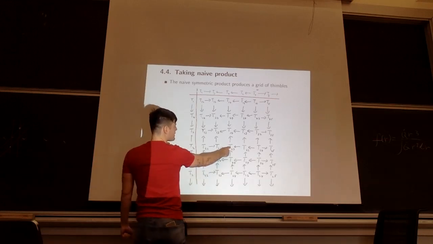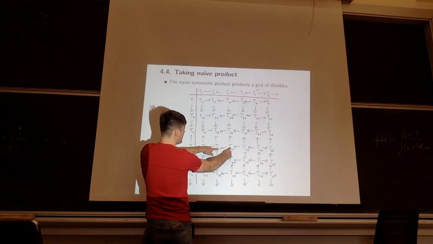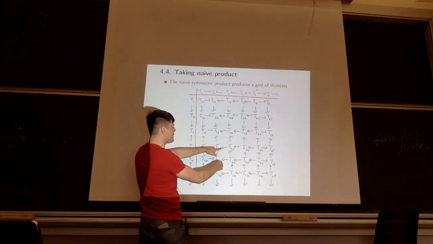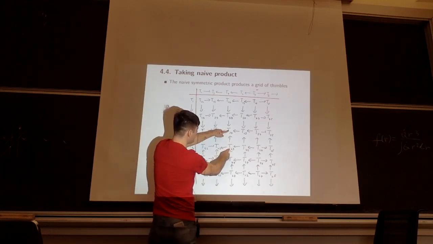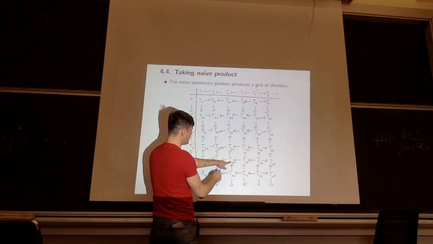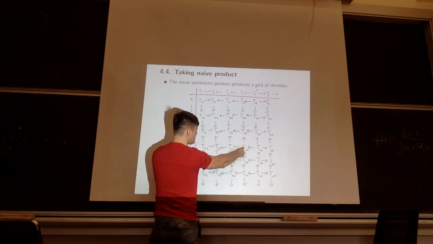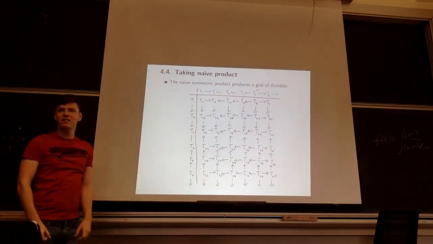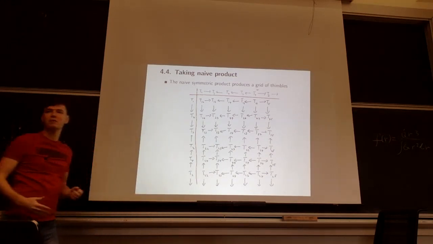So say that this guy has Maslov degree zero. So it means that this guy needs to have Maslov degree minus one. So it means that this one is going to be minus one. This one's going to have Maslov degree minus one. This one's going to have Maslov degree one. Sorry, this one's going to be Maslov degree one. And we can, so on, iterate along the whole grid, assign Maslov degrees and organize things in terms of the Maslov degree.